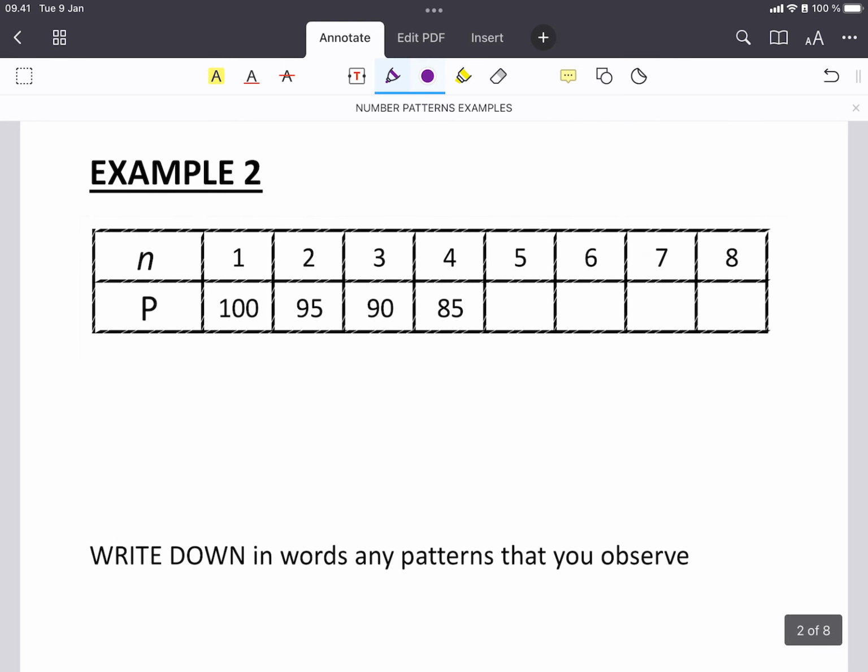Okay, so example 2. So these are going not up, but down by a fixed amount every time. So the fact that it's going down by a fixed amount every time tells you that it's still an arithmetic sequence.